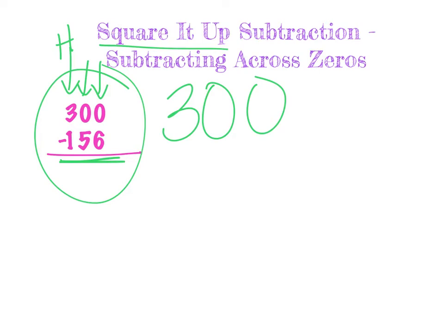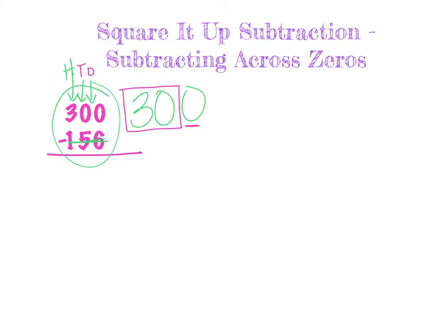Now, in my ones place, when I square it up, I have to leave my ones place all alone. I have to make sure that this is not touched. I cannot square my ones place. So in the number 300, I'm going to square the tens and the hundreds place. So leaving my ones place alone, I see that I have 30 squared. Now, 30 is in my square because I'm squaring it up. My ones is by itself.